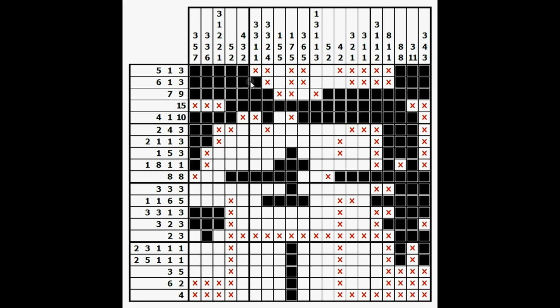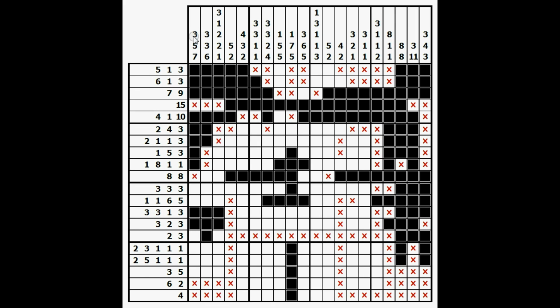Okay. Going across the top, 5, 1, 3. That could be a 1. Those could be a 1. That does us no good. 6, 1, 3. Same thing. Coming down, no good either. So I don't have anything there. Here's a 1, 7. Nope. 3. Okay. All right, back to this side.